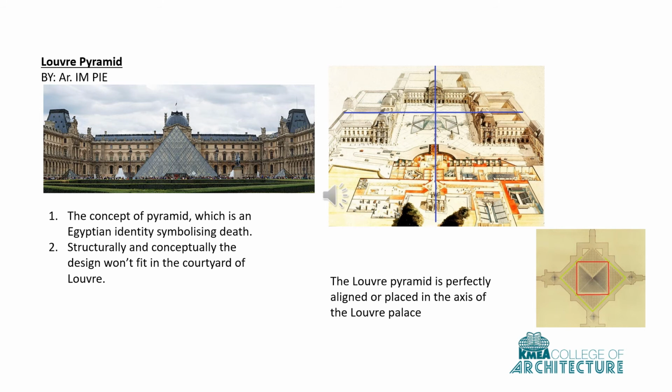The glass pyramid is placed in the central courtyard of the Louvre Museum in Paris. The old museum and the new structure have two completely different characters, in the style of design, materials used, and everything. The axis on which the Louvre pyramid is placed is perfectly aligned with the Louvre Museum. This may be the reason the pyramid blends smoothly with the context.